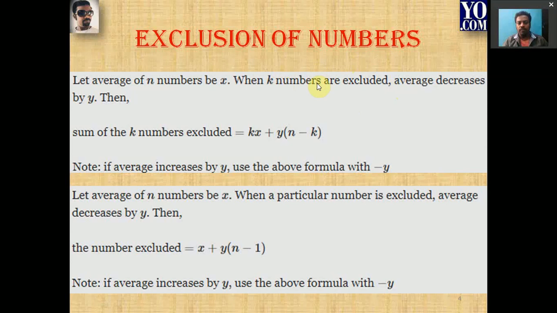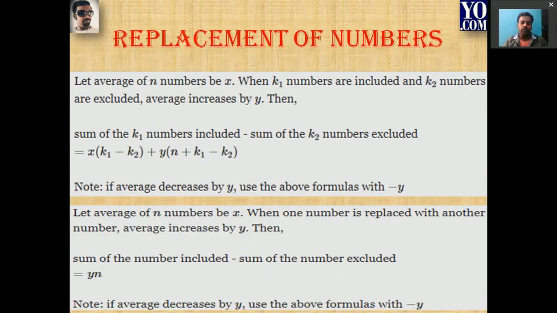Suppose if the numbers are excluded, then the average increases, which means you have to put a negative symbol here. Similarly, in the same scenario, let the average of n numbers be x. When a particular number is excluded, the average decreases by y, then the number excluded is equal to x plus y of n minus 1. If the average increases, you have to put minus y. This is the exclusion of a number. These are the important two formulas.